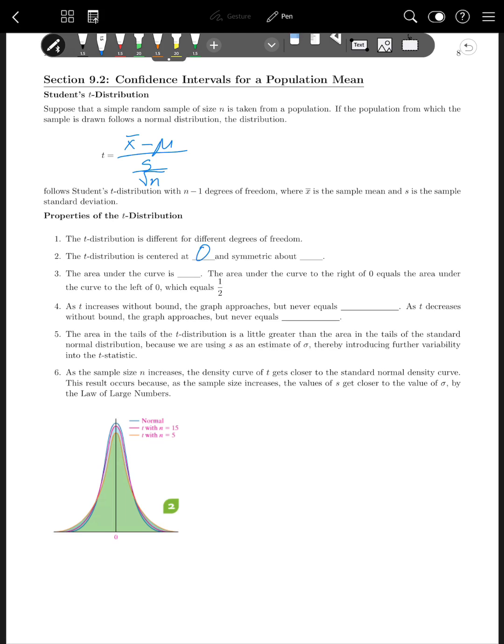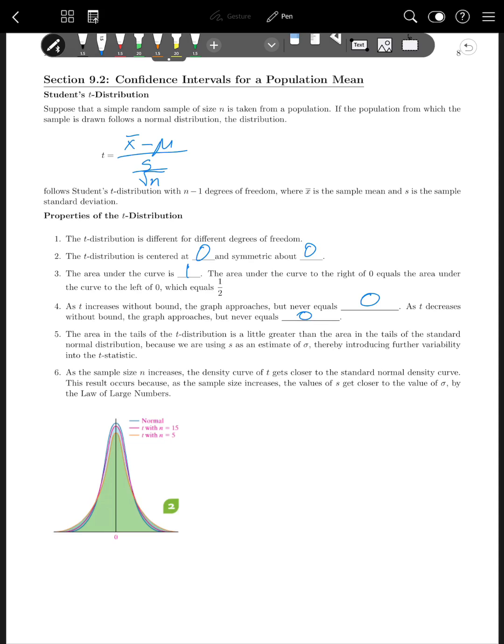And if you look down here at the picture at the bottom, notice we've got the bottom curve with the orange highlighting green is with n equals 5, and then pink is with n equals 15, and then the blue curve is a normal curve. So as n increases, as the degrees of freedom go up, the graph gets closer and closer to a normal curve. The t distribution is still centered at 0 and symmetric about 0. So the area under the curve is still 1 because it's a probability distribution. So half the area is to the left of 0, half of it's to the right. As t increases without bound, the graph approaches but never equals 0, and the same in the other direction.